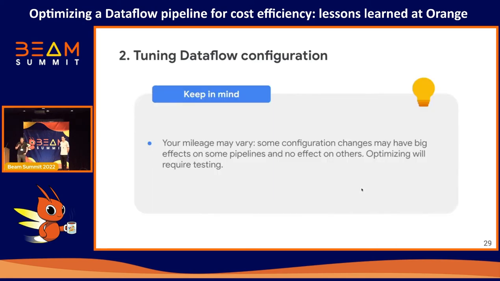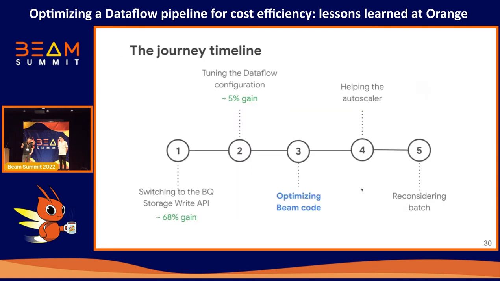So what to keep in mind here? Your mileage may vary depending on your pipeline and your data, of course. You can observe that some parameters have a significant effect and others have no significant effect. It's quite easy to try to set these parameters, it's just something you have to set when starting your pipeline, but it will require time and many experiments to find the best for your use case. So for us, we could reduce the cost by about 5% with this tuned configuration.